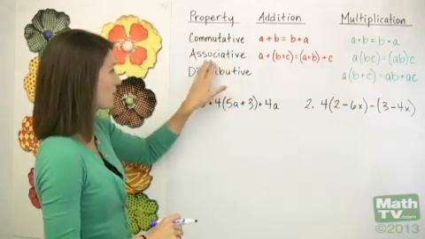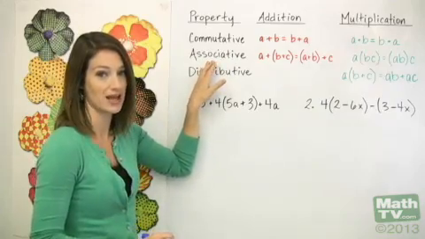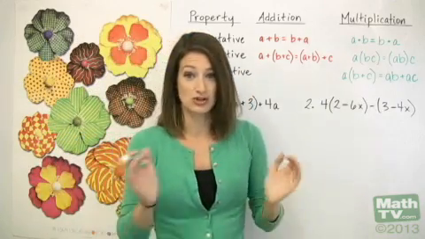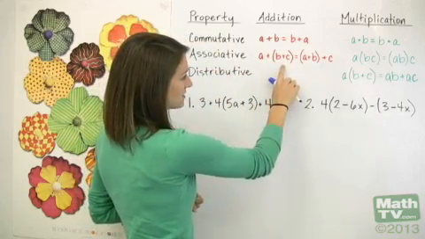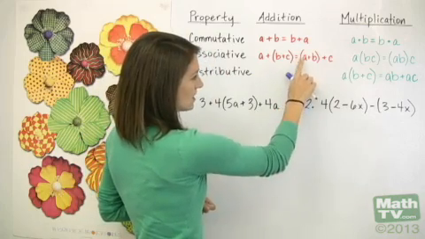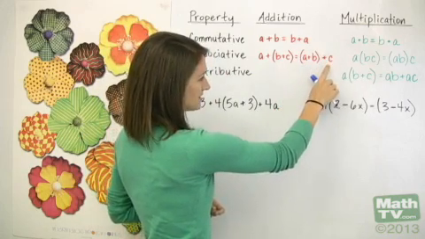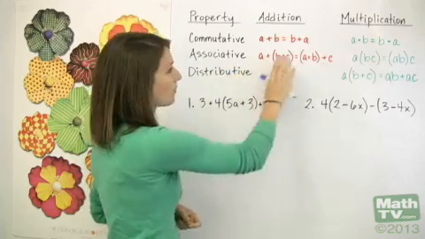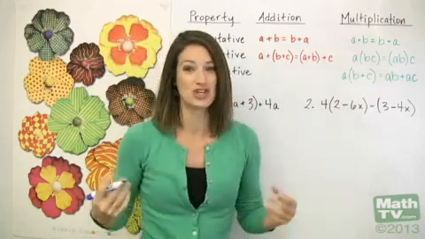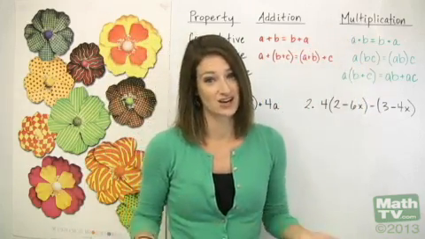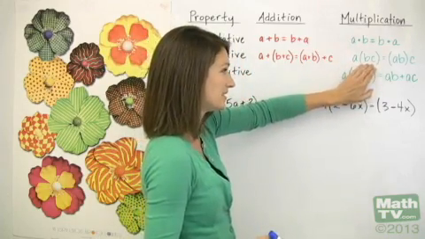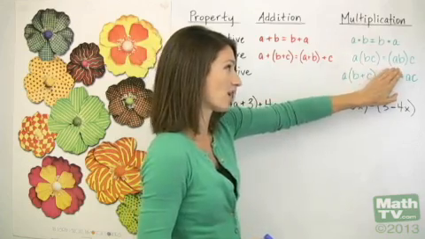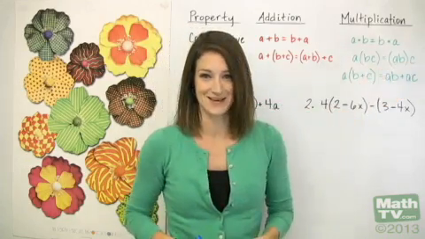Now our second property here is called the associative property, and this says that you can change the grouping within a sum and not change the result. So we have A plus the sum B plus C is equal to the sum A plus B plus C. And then the associative property for multiplication says that you can change the grouping within a product and not change the result as well. So we have A times the product BC. That is equal to the product AB times C.